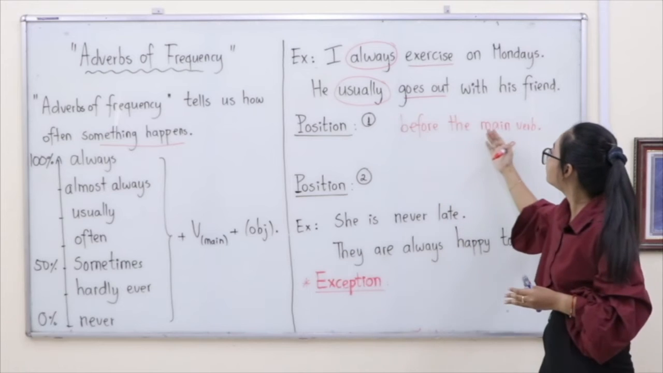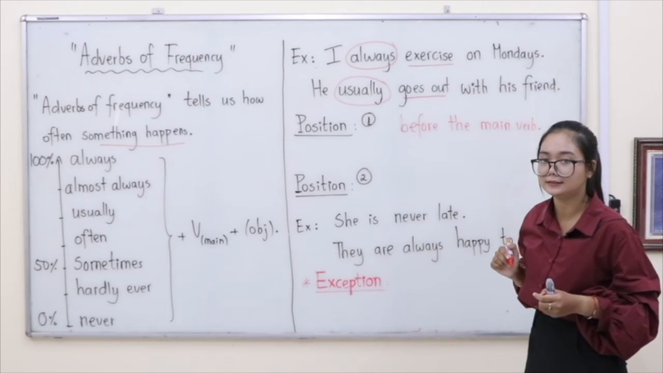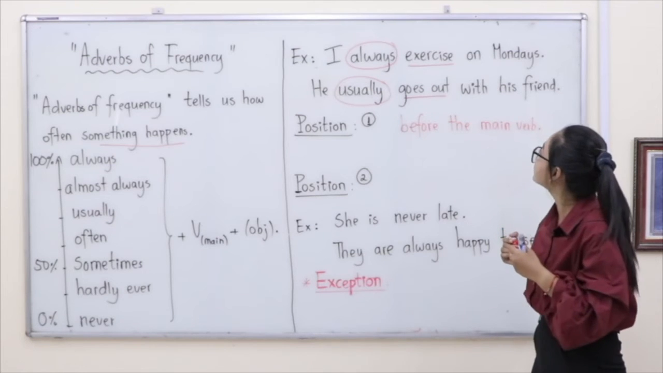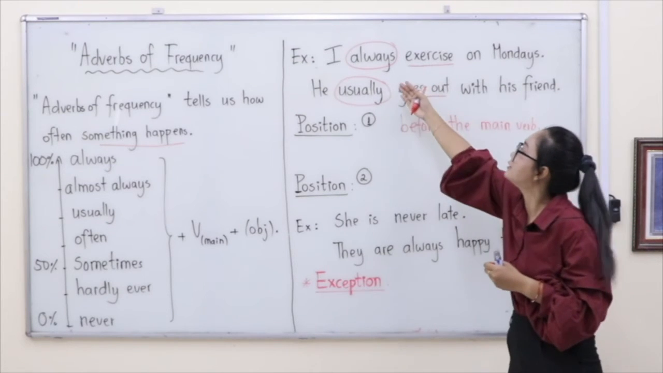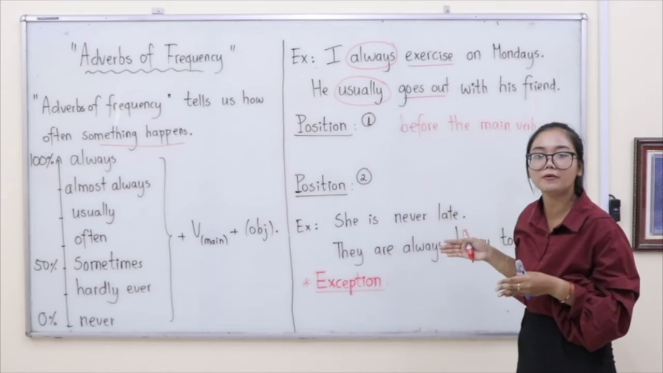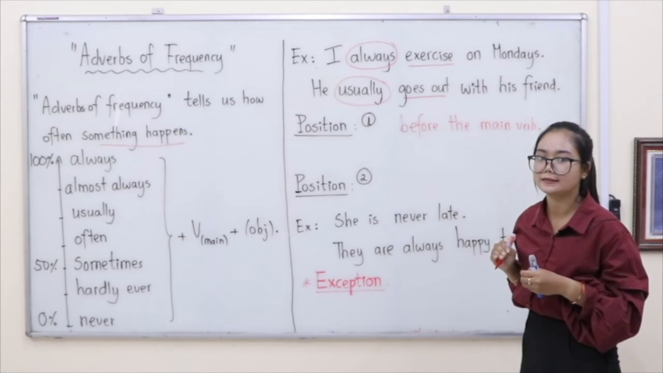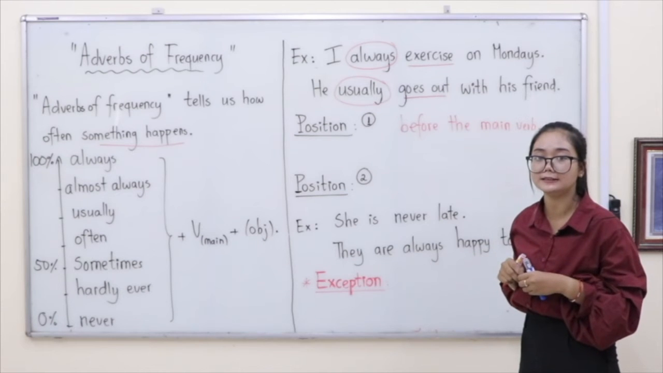It is before the main verb or the main action. Just like the example here: I always exercise on Mondays. As you can see, the word always is before the main verb, exercise. So that is all for the first position.